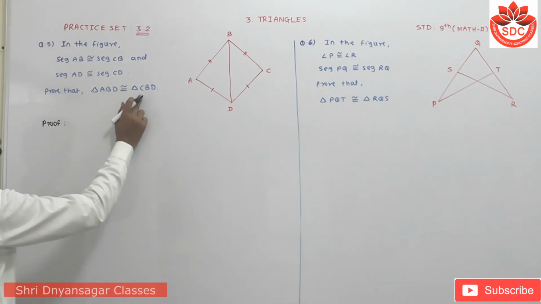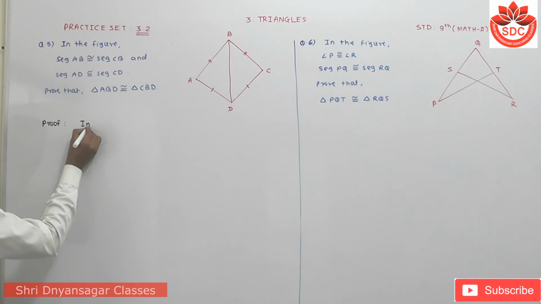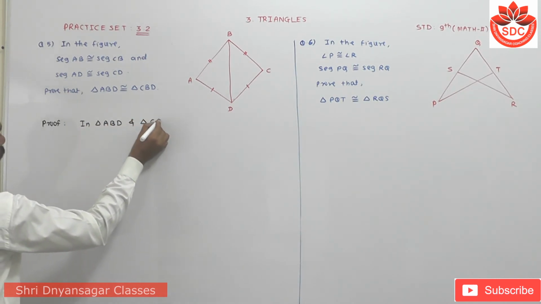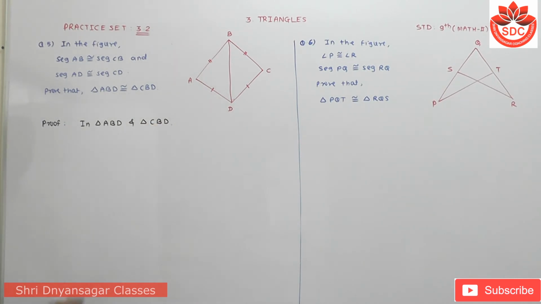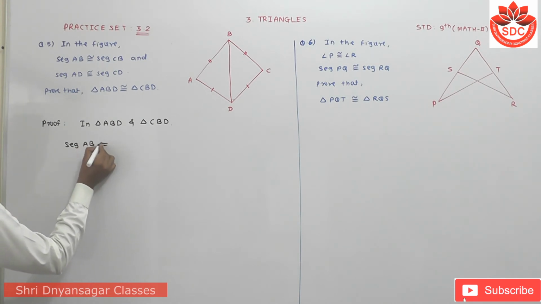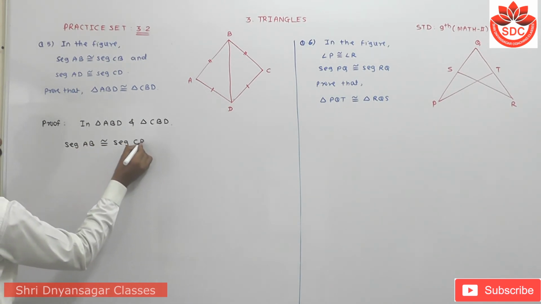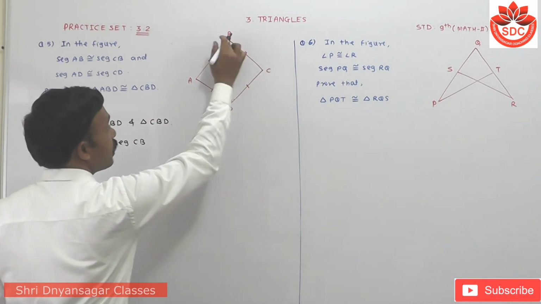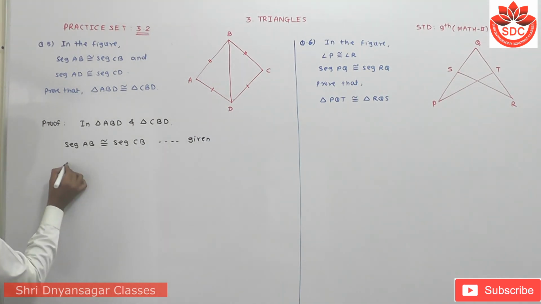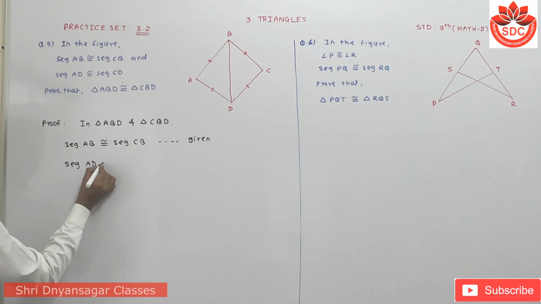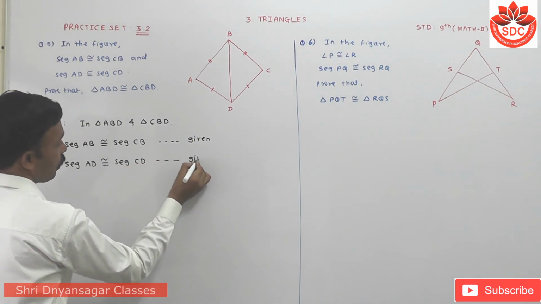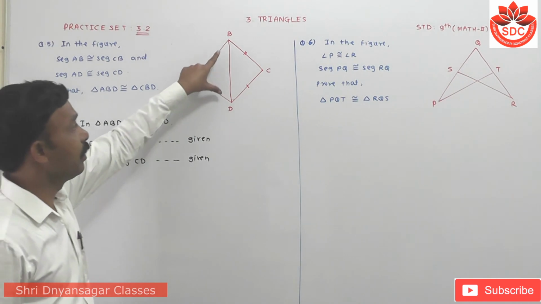Now student, these are the proper vertices. So I will take here in triangle ABD and triangle CBD. Now look here, the given is that segment AB is congruent with segment CB. Look here, proper is AB with CB. The reason is given. Then the second one is also given. Segment AD is congruent with segment CD. This is also given. Student, when we look carefully, BD is common.